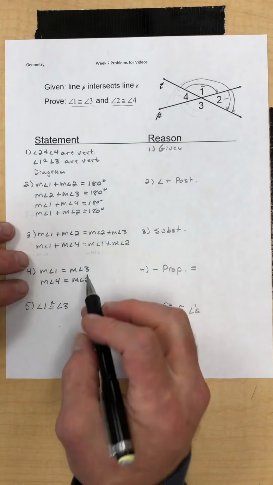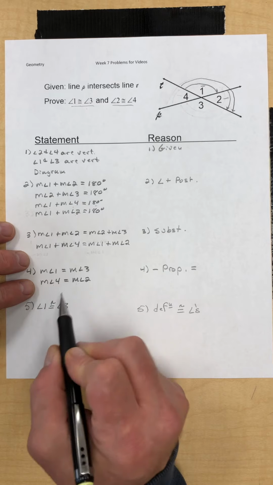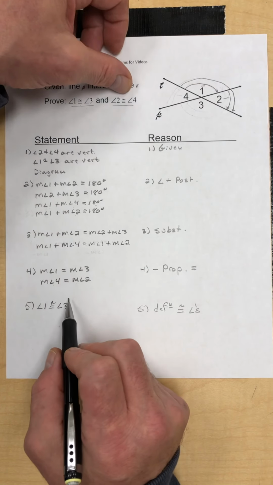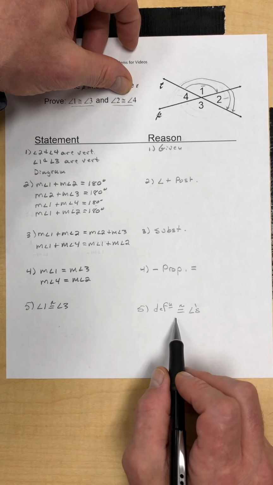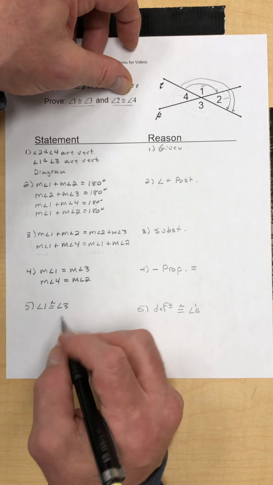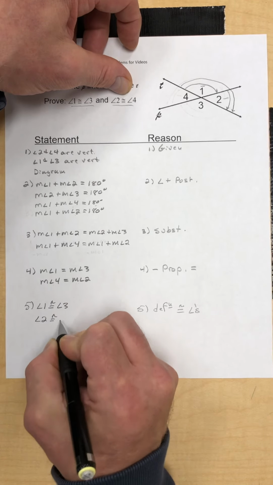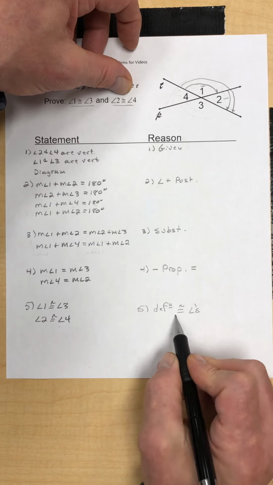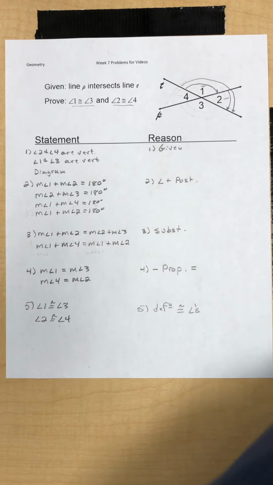Now if the angles have the same measurement, then by definition they have to be congruent. That's what it means for angles to be congruent. So the definition of congruent angles tells me that angle 2 and angle 4 are congruent, so I can write angle 2 is congruent to angle 4 by the definition of congruent angles. And there is your proof.